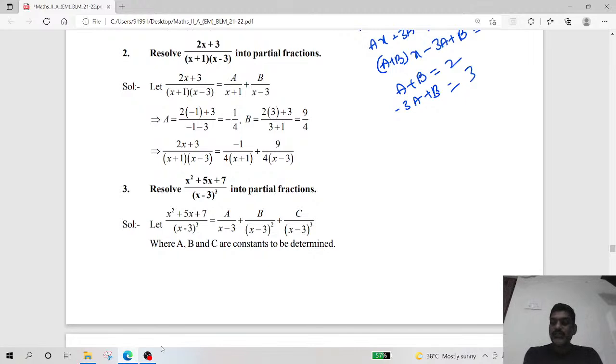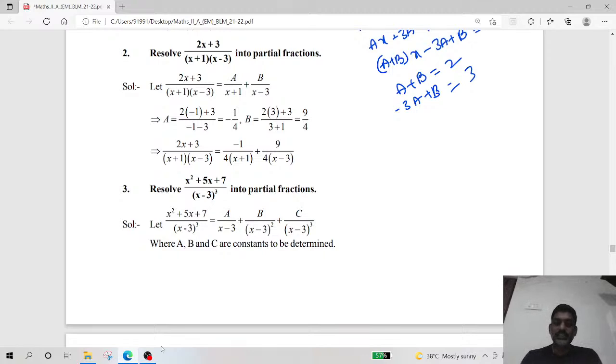And here in question number 3, resolve x square plus 5x plus 7 divided by x minus 3 whole cube into partial fractions. So here what we have to do: x square plus 5x plus 7 divided by x minus 3 whole cube is equal to a divided by x minus 3 plus b divided by x minus 3 whole square plus c divided by x minus 3 whole cube. Let a, b and c be constants to be determined.